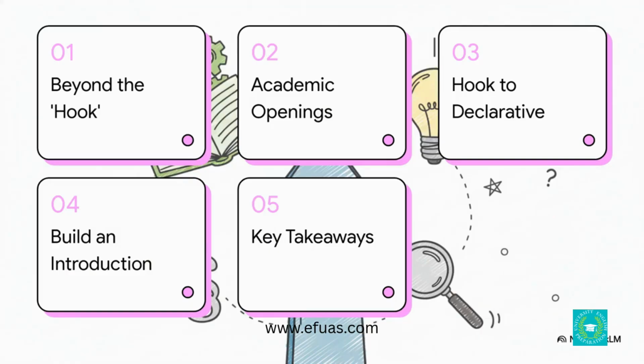So here's our game plan for today. First, we'll talk about why that hook you already know isn't always the right tool for an academic paper. Then we're going to introduce its replacement, the academic declarative opening. After that, we'll get some real hands-on practice turning those old hooks into powerful statements. And then we'll use one of those to build a whole introductory paragraph from the ground up. And finally, we'll wrap it all up with the key takeaways you can use on your very next assignment.